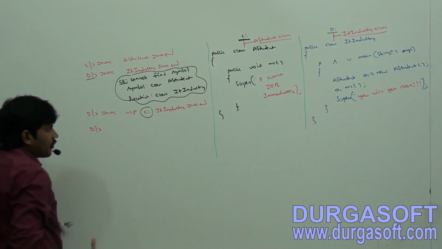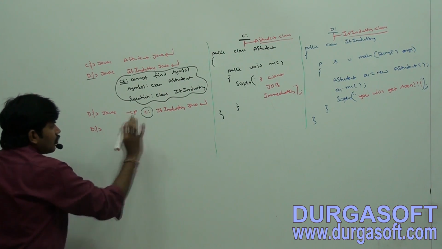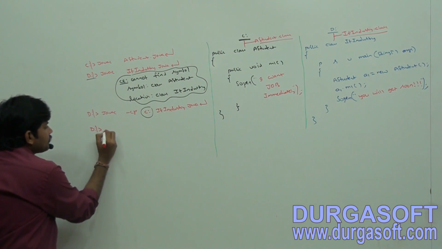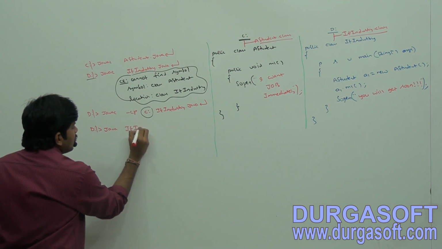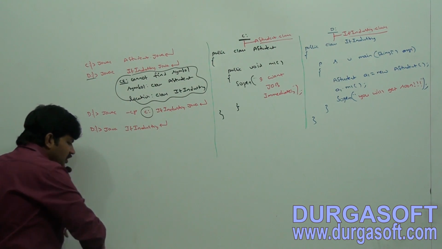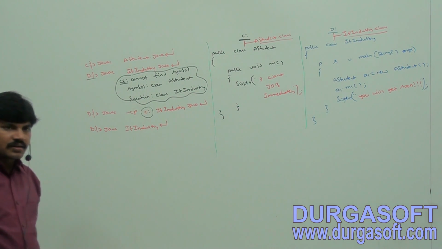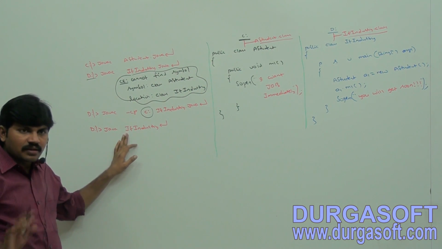Here, observe from D location. Okay, Java, I have to run. Sir, I have to run from D. What I have to do? Java ITIndustry, simple. Sir, can you tell, is it going to run or not? Java ITIndustry, is it going to run or not?